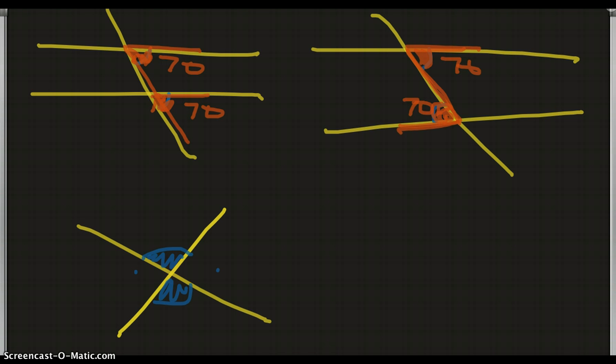But it helps to remember that it's going to make an X. So the two angles side by side or on top of each other are going to be the same ones.